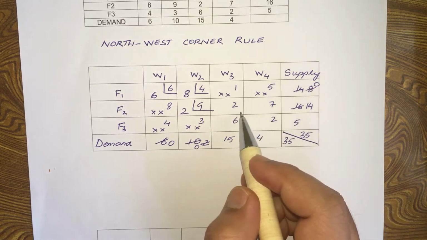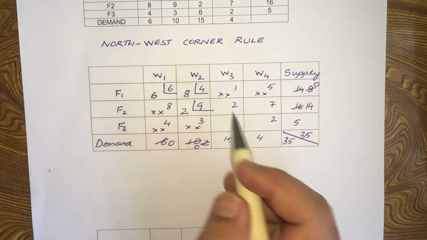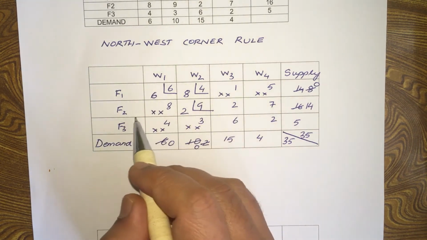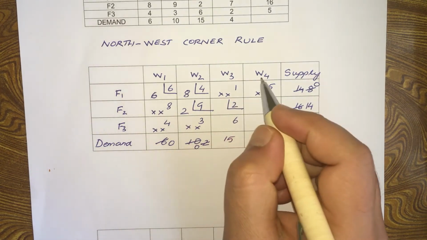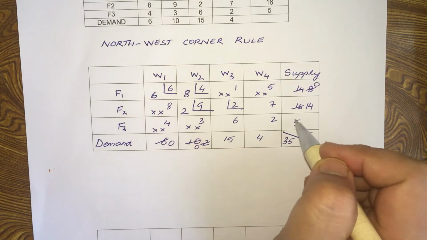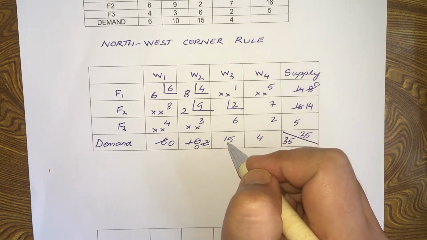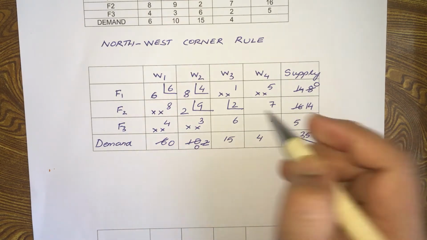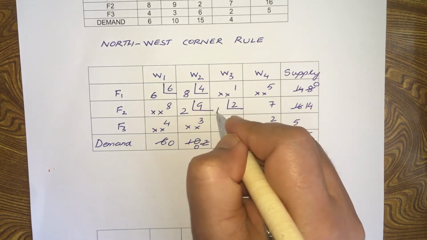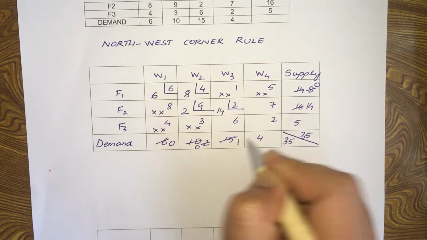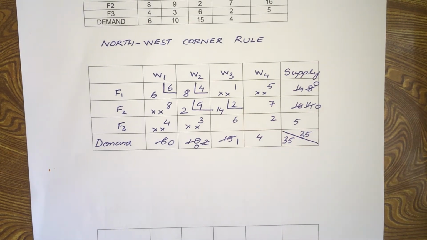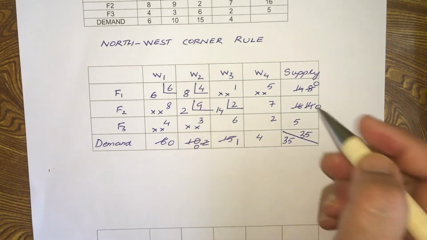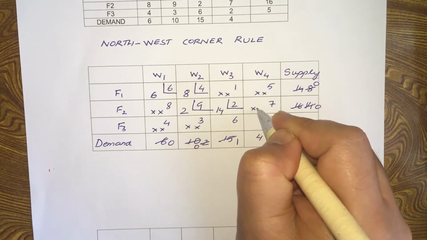Next, which is the northwest corner cell, remember? So F2 W3. What is the demand here? 15, supply is 14. So we can only allocate 14 here. So this is 0. So we have exhausted F2.